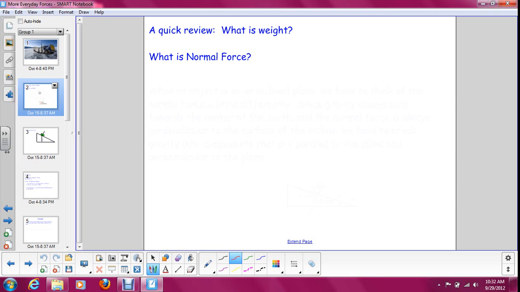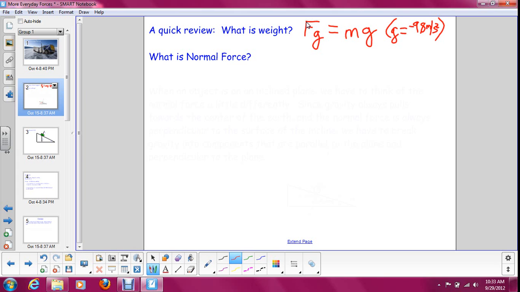Hopefully all of you remember from last time that weight is not mass, it is totally different. And the weight is the force of gravity acting on an object. So we take the mass of the object and multiply by the acceleration due to gravity, which is negative 9.8 meters per second squared on Earth.